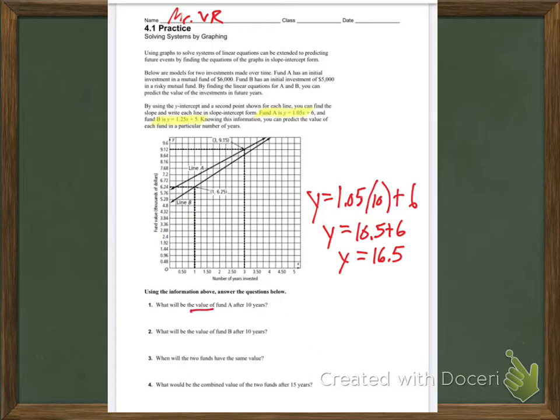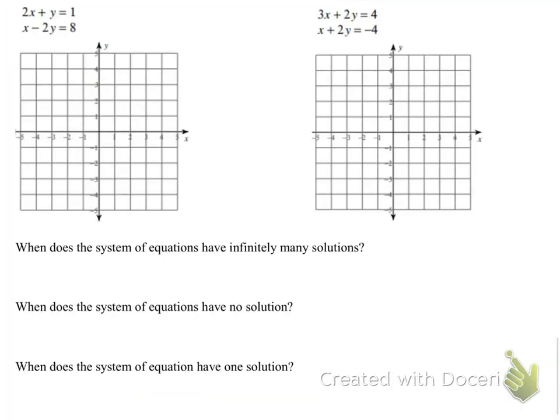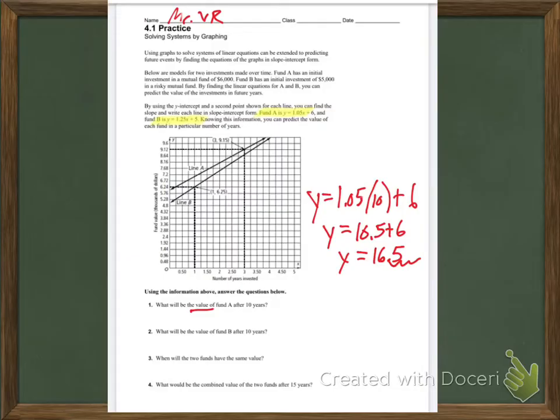So we have to realize that this is in the thousands. So we need to move this over. I think we've got to move it over 3 spots. So that should be, let's see here, let's check our answer key. Oh, 16.5 thousands. Okay. So that would just be $16,500.